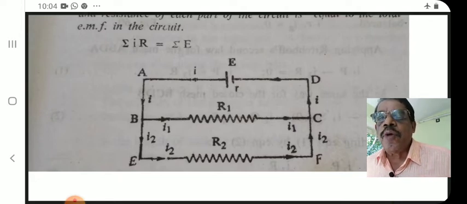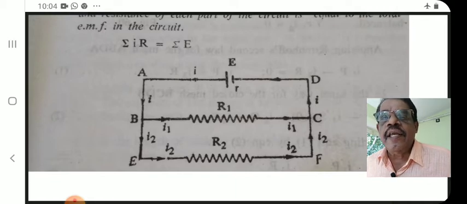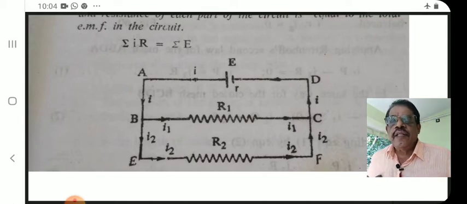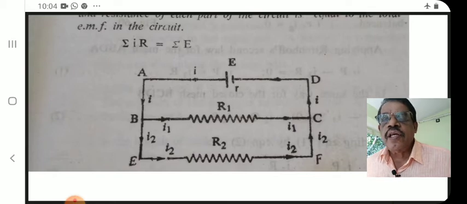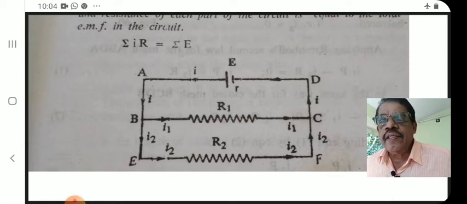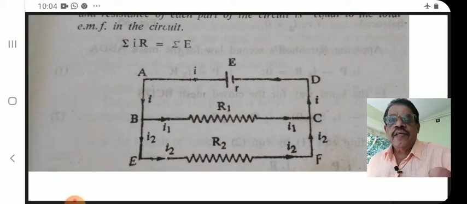The first circuit is the top, a closed circuit, A, B, C, D, A. Another is BCFEB. The third one is AEFDA. Three circuits we can consider. In this figure, there are three closed circuits. One is ABCDA. Other is BCFEB. The third is AEFDA.